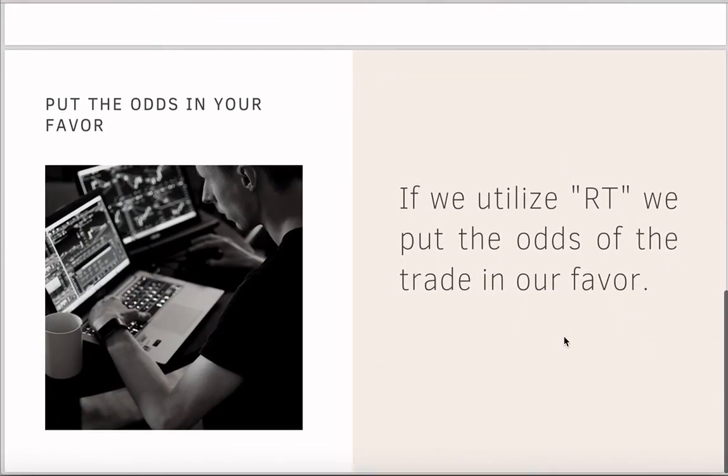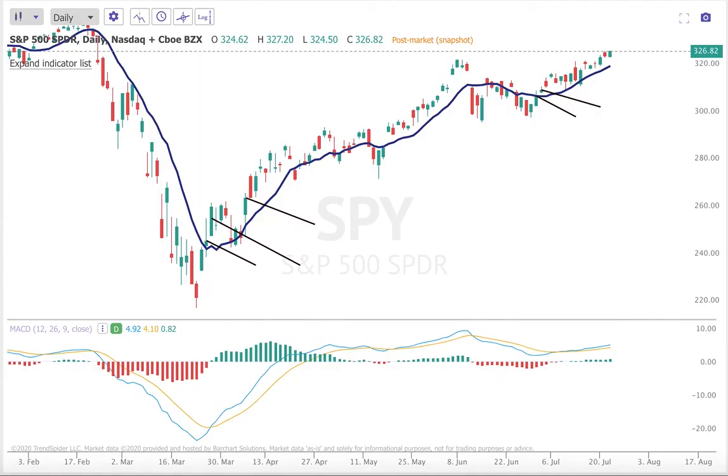Now, we utilize rules to trade to put the odds of the trade in our favor, and that's all that trading is about. If you can focus on the trades that make you money consistently, even if the odds are 80-20, but you're winning 80% of the time, over the course of time, you're going to be consistently profitable. It's all about taking high probability trades and managing risk, and we do that with rules to trade.